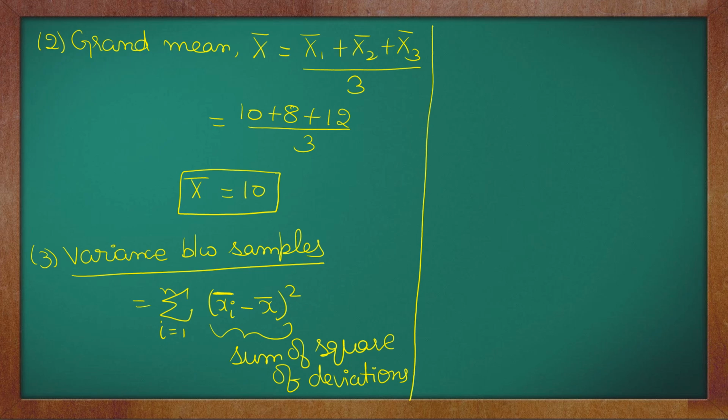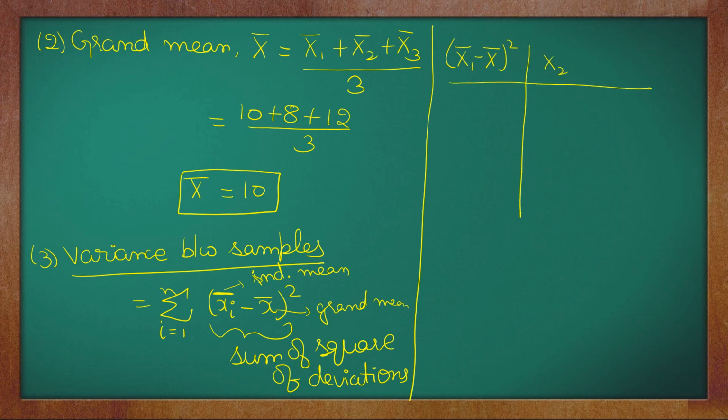Second thing, guys, is xi bar. xi bar means the i value is 1, 2, 3 because there are 3 samples. So this is the sample mean, or you can write individual mean, and this is the grand mean. Done? Okay. So first of all, we calculate x1 bar minus x bar whole square. Then the next step, x2 bar minus x bar whole square. Then x3 bar minus x bar whole square. Then how many observations do we have? 5.